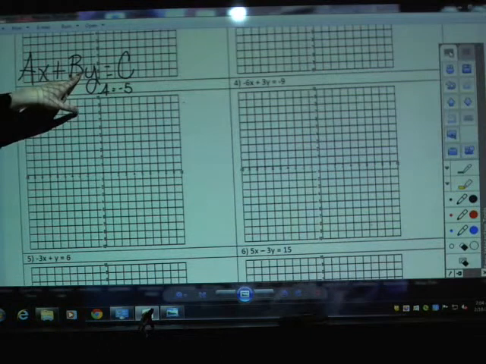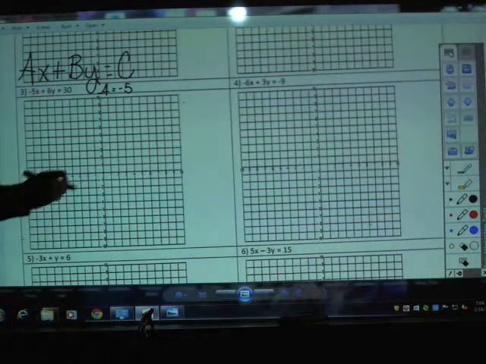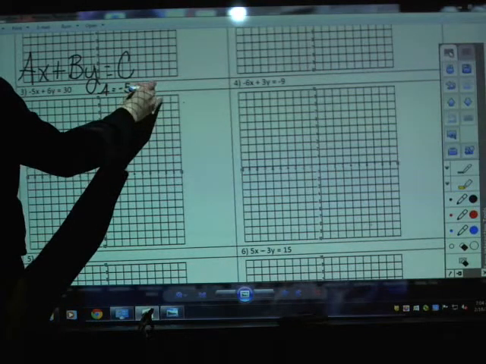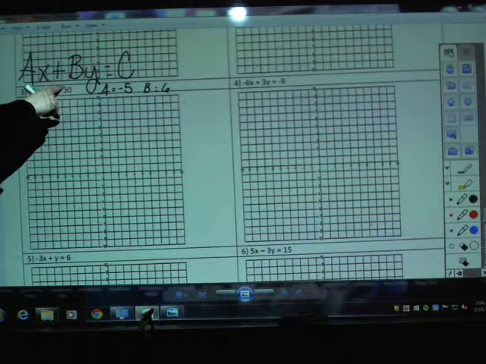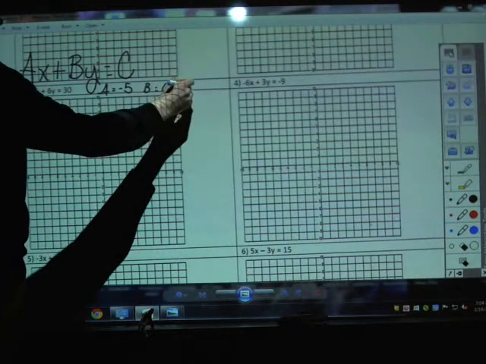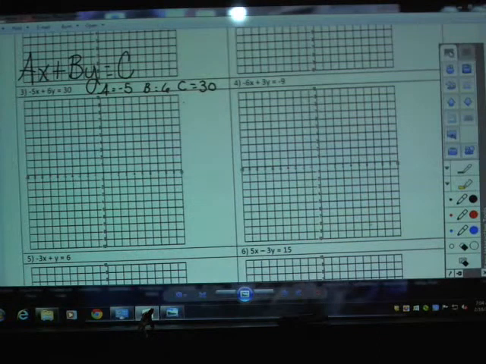My B value is in front of the y. Well, in front of the y here, it says 6. And my C value is that number that's hanging out at the end there, 30. Now you're saying, how does that help me? What are you talking about? What are you doing? Well, again, look back on your notes.